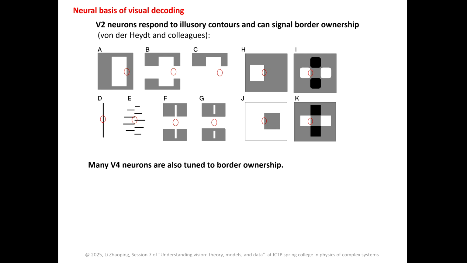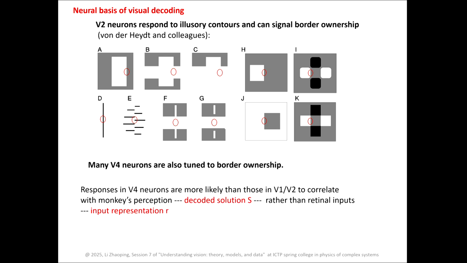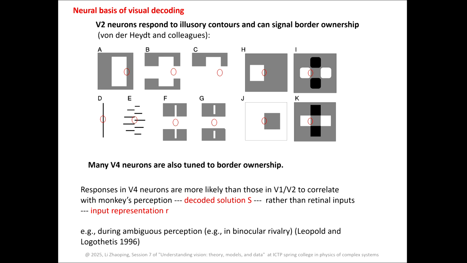Compared to neurons in V1 and V2, V4 neural responses are more correlated with visual perception rather than retinal inputs. For example, during binocular rivalry, when one image is shown to the left eye and another image is shown to the right eye, we sometimes see only the image in the left eye and sometimes only see the image in the right eye. This perceptual switch is correlated with switches in V4 neural responses, while the retinal inputs stay unchanged.